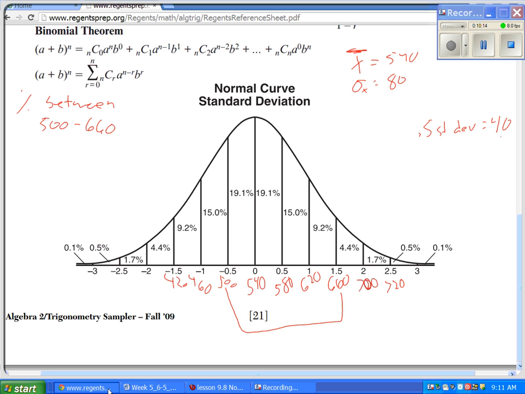What do I have? Careful. 19.1, 19.1, 15.0, 9.2. We're going from here to here. So this percentage, this percentage, this percentage, this percentage. We add them all up, and what do we get? 62.4%.